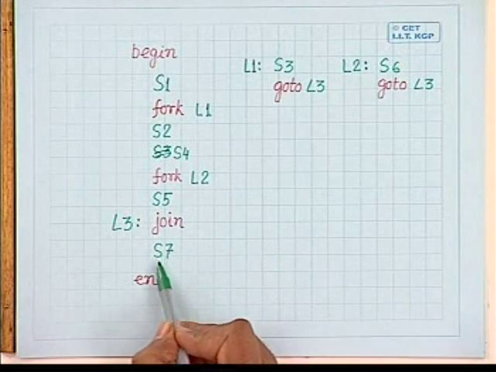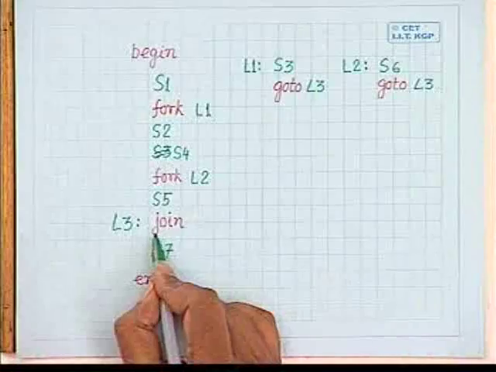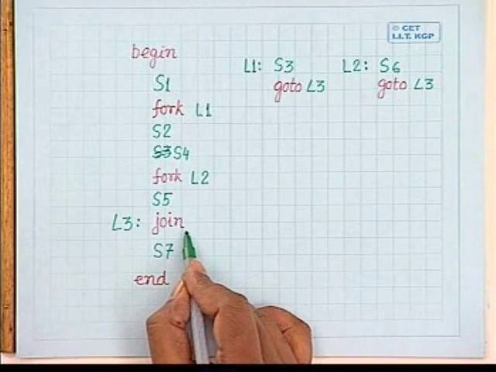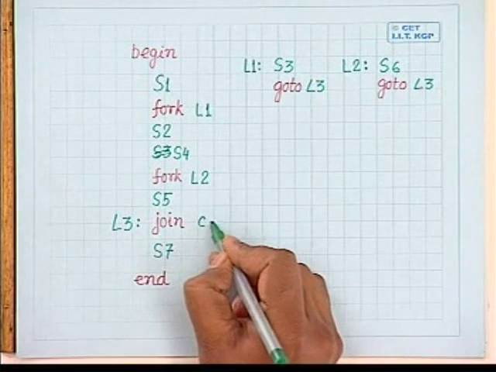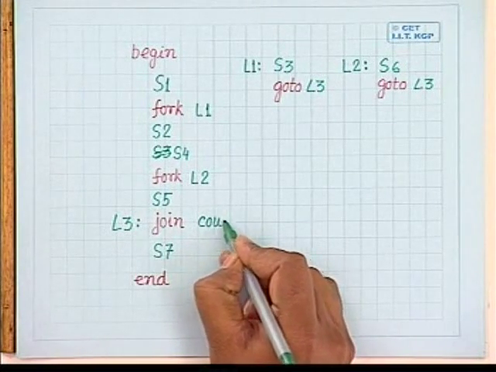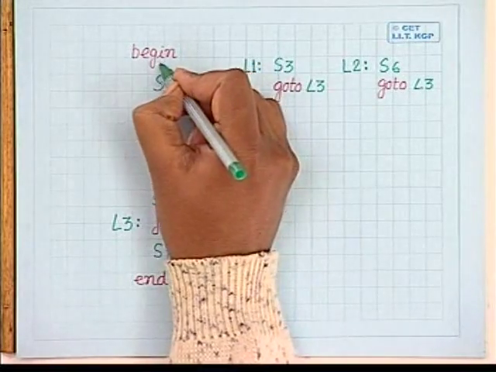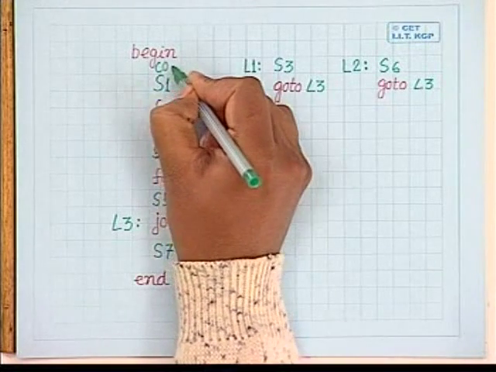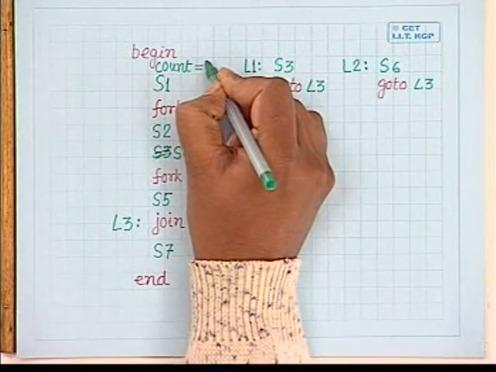For execution of S7, I need only one process. So I must have some provision so that the remaining two processes will be terminated. So how is that to be done? We have to use, along with this join statement, an argument. So let me put that argument as count, and I initialize the count with a value 3.